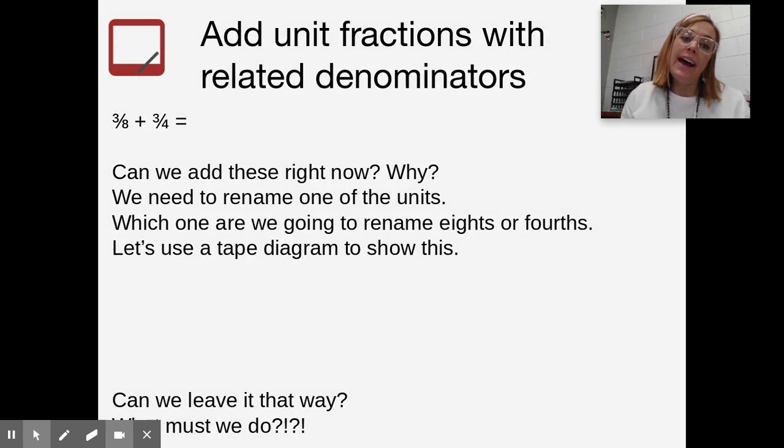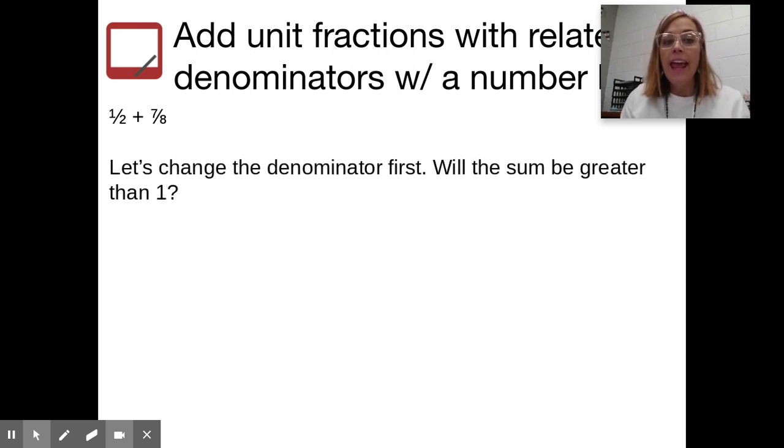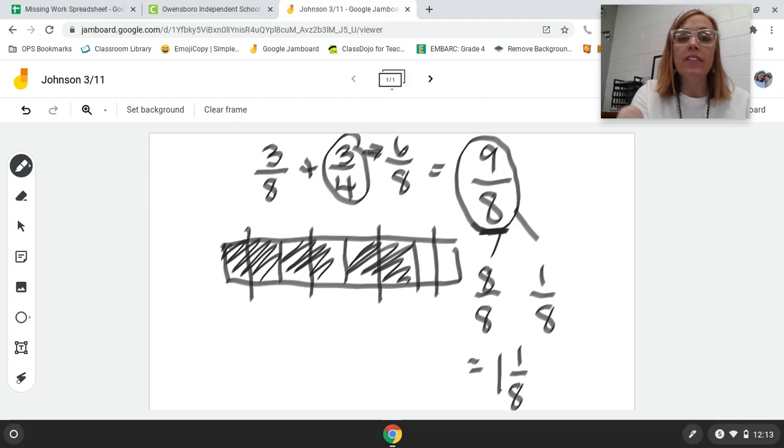Now let's look at another one. And this time we're going to solve and look at it on a number line. So I have 1/2 and 7/8. And I like to go ahead and change my denominator first because that helps me know if my sum is... I can estimate and think, well, is my sum probably going to be greater than 1 or less than 1? And I know how I can set up my tape diagram or my number line. So 1/2 and 7/8.